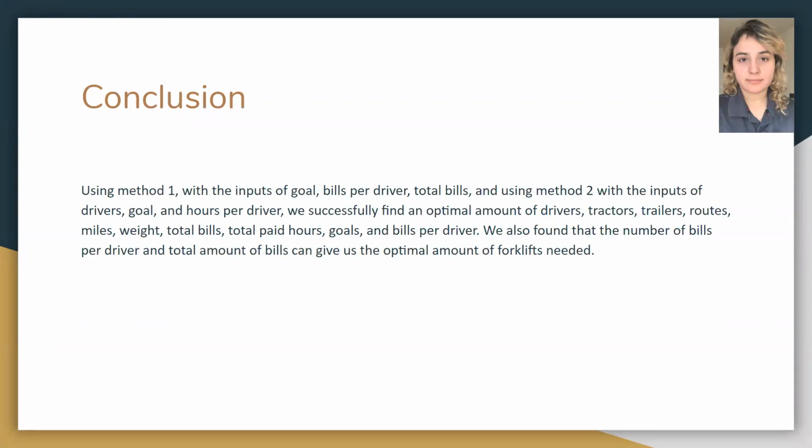So in conclusion, using method 1 with the inputs of goals, bills per driver, and total bills, and using method 2 with the inputs of drivers, goal, and hours per driver, we successfully found an optimal amount of drivers, tractors, trailers, routes, miles, weight, total bills, total paid hours, goals, and bills per driver. We also found that the number of bills per driver and total amount of bills can give us the optimal amount of forklifts needed.